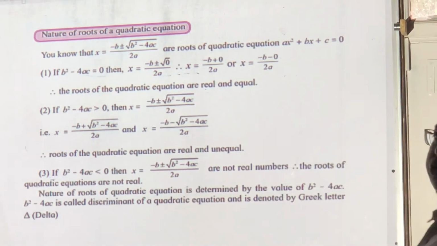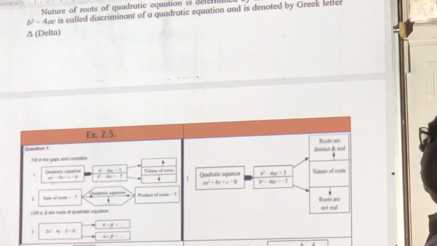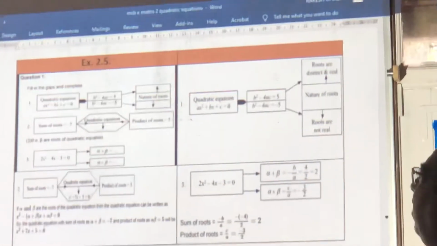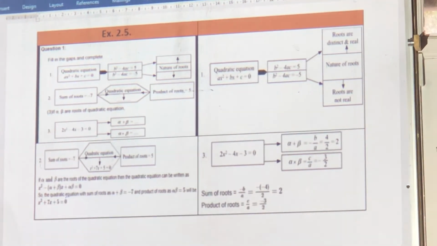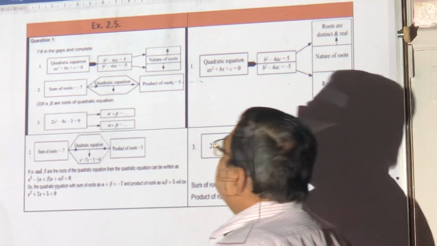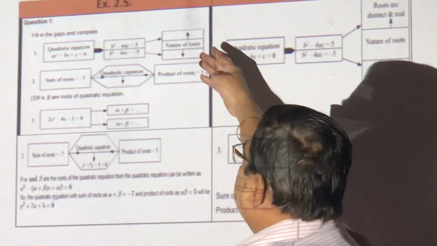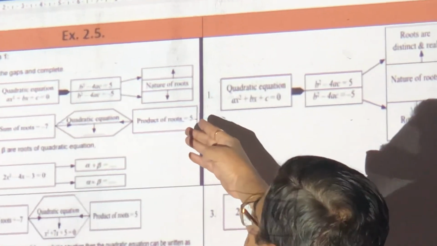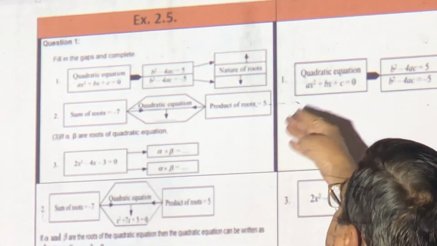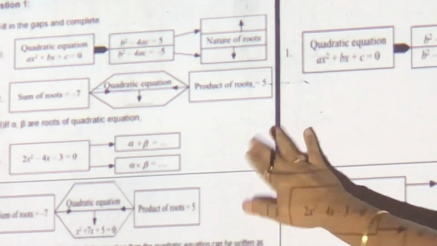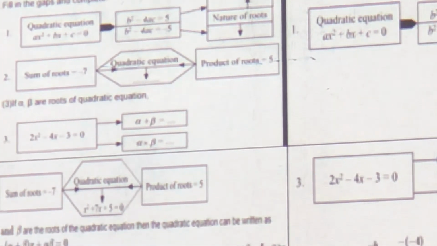Let us see how to use this theory. Exercise 2.5. This is the activity from your textbook. We have already done it, but if you want, we will still have a look at it. That will give you the nature of roots and products. So I'll come here. This is the sum. These are the answers. Roots are nature of roots.